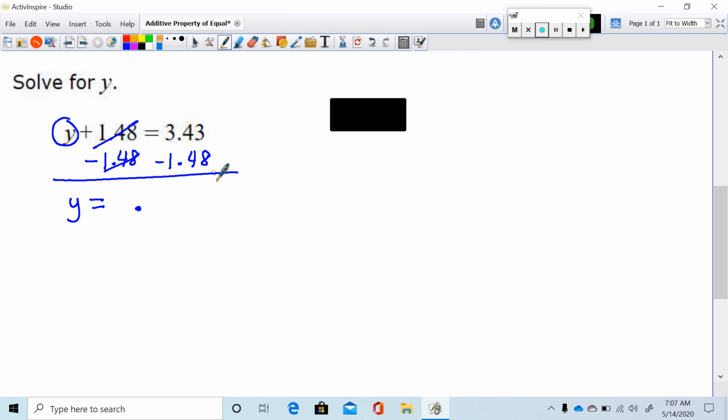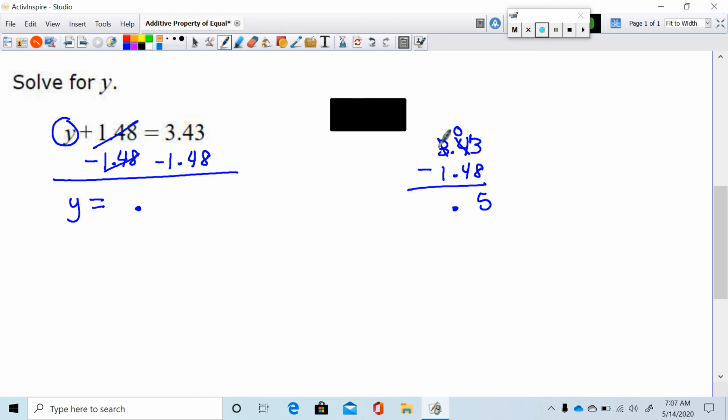Okay, let's go ahead and do this. Let's come over here and do it. 3.43 minus 1.48. Write down the decimal first. Okay, you've got to borrow from this one, call it a 0, bring the 1 over. 13, take away 8 is 5.